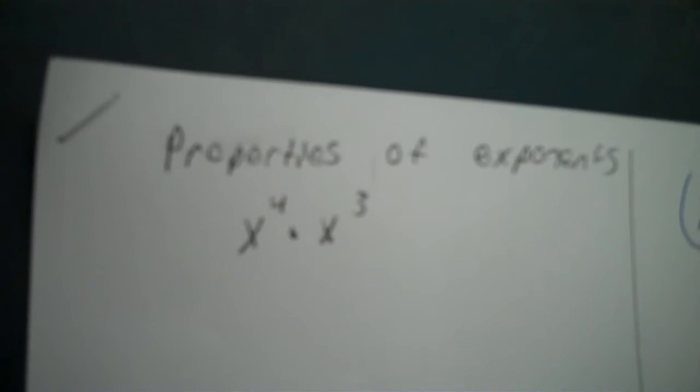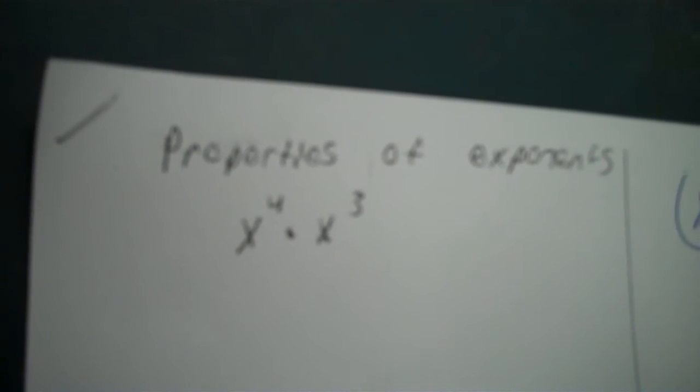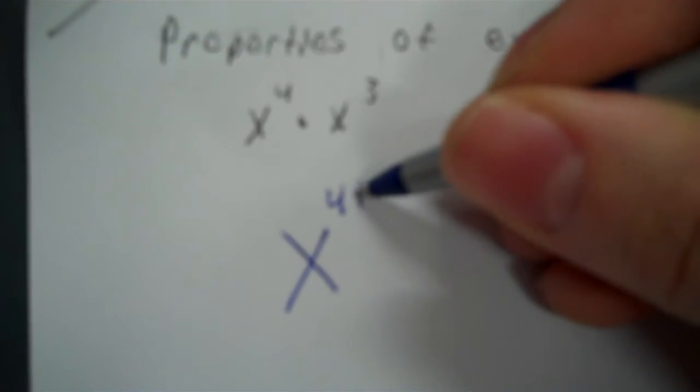Okay, properties of exponents. There are four basic properties of exponents you'll need to know going forward. We have two factors here, an x to the fourth and an x to the third. Each factor has a common base of x, so I write x down, and in multiplication I combine them by adding the exponents. 4 plus 3 is 7. Now why do you add?